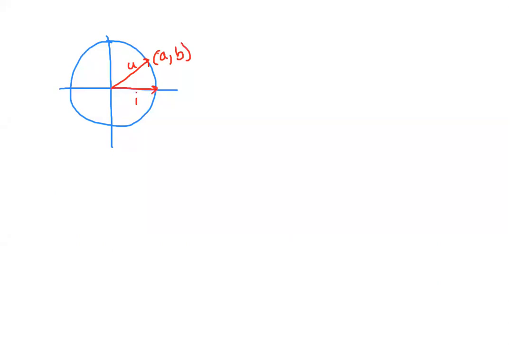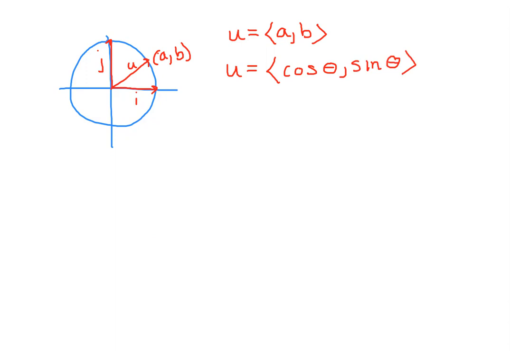Here's i. Here's j. Okay, therefore u is AB right here. It can be written as cosine theta, sine theta, or as the linear combination of cosine theta i plus sine theta j. Okay, here's our theta right there.